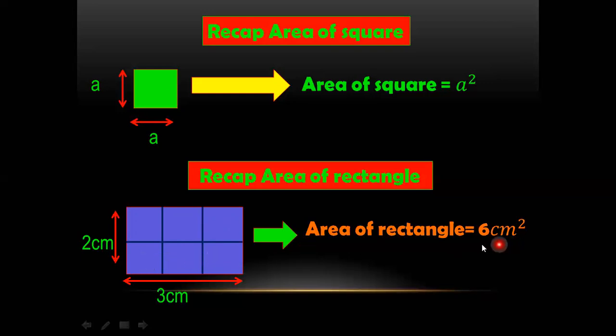So in this way, we can have 6 squares of 1 centimeter each. These are 6 squares of 1 centimeter each.